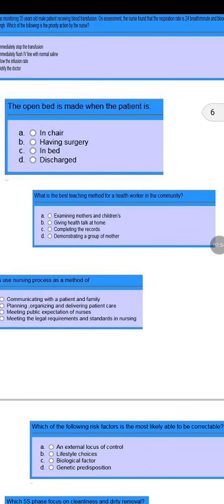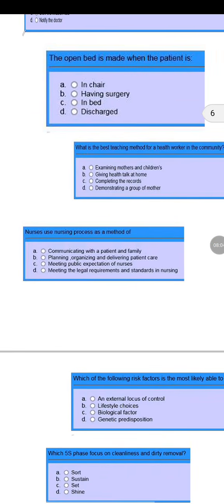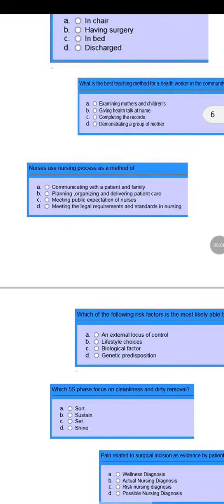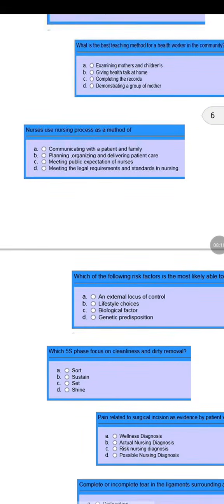What is the best teaching method for a healthy worker in the community? A domestic group of mothers. The nurse uses the nursing process method: planning, organizing, and delivering patient care.